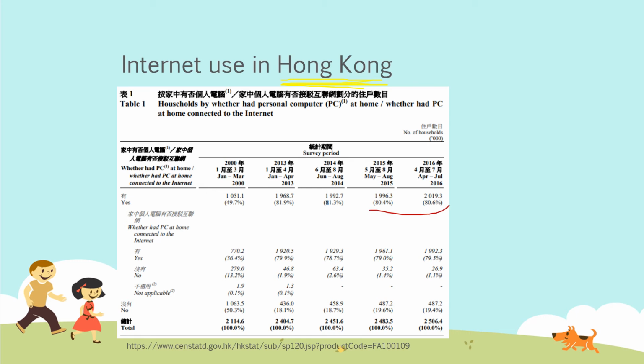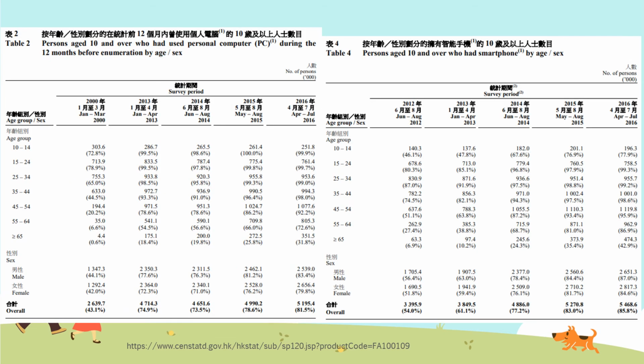It's around 80. Okay, if you go back to the year 2000, it's only 50. So there are still around 10 something percent, 10% of our people in Hong Kong who cannot enjoy internet service. Okay. So again, they have different kinds of questions to ask whether they have a personal computer or not, or whether they have a smartphone or not.